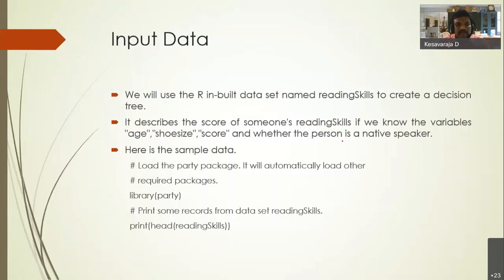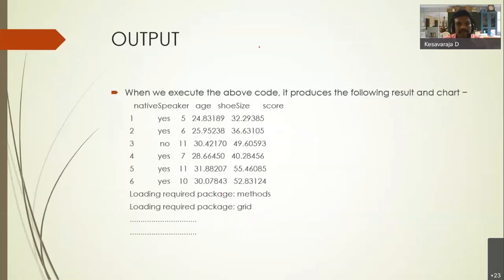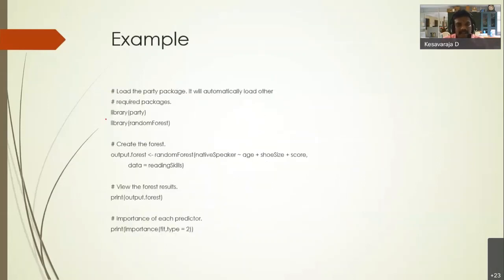After that, you can read library(party). So the party package was read, and then head of reading skills, and the entire data was printed. Now library(party), library(randomForest), output.forest equals randomForest of nativeSpeaker tilde age plus shoeSize plus score, data equals readingSkills. Same thing: first one lm of, second one ctree of, third one randomForest of.